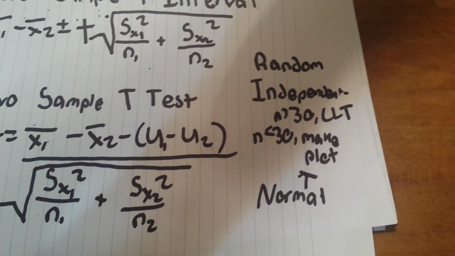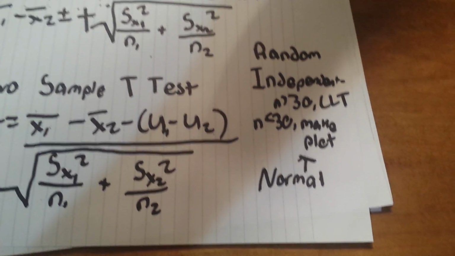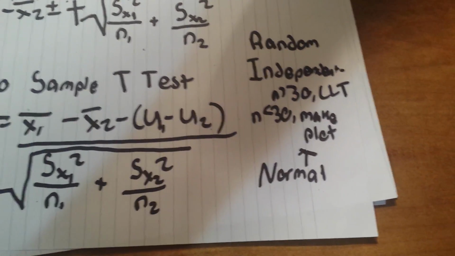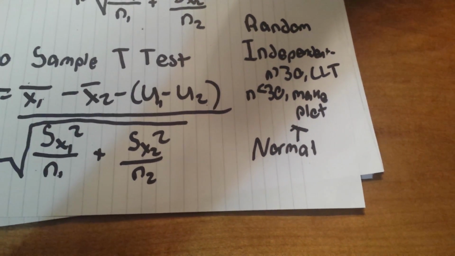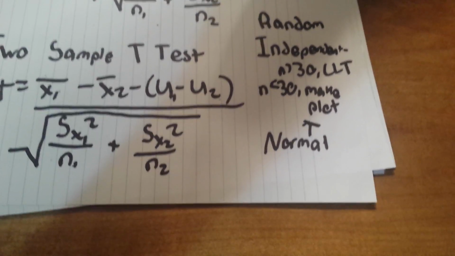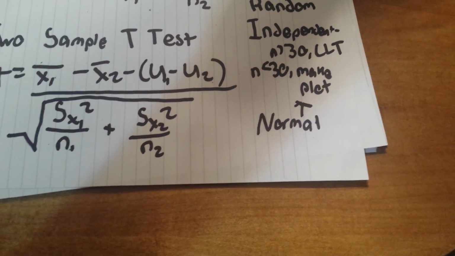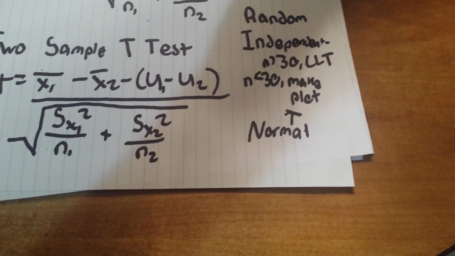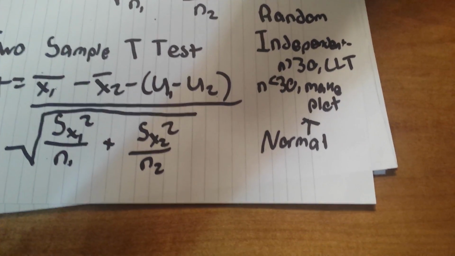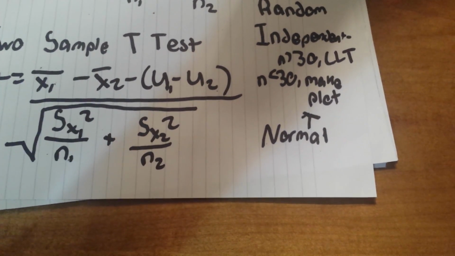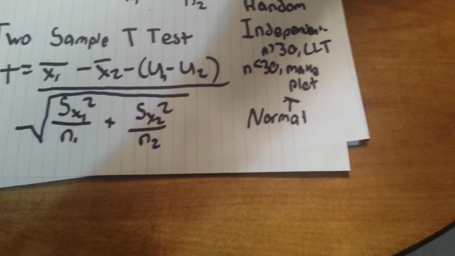Random is going to be stated or implied in the problem. It's also worth noting that if the problem states it's a randomized experiment, then your random and independent conditions are both met by that. And then for normal, if n is greater than 30, you can use the central limit theorem and assume normality. But if n is less than 30, you must make some sort of plot, like a dot plot or a box and whisker plot. And if there are no outliers, or no obvious skew, you can feel safe assuming normality.